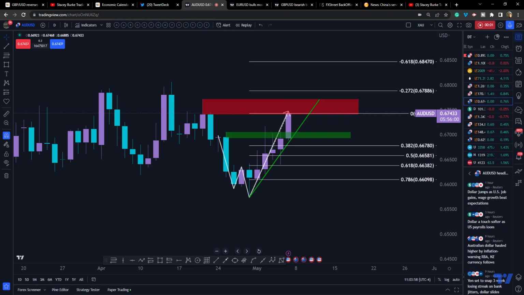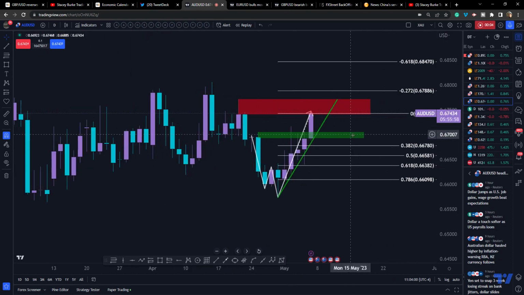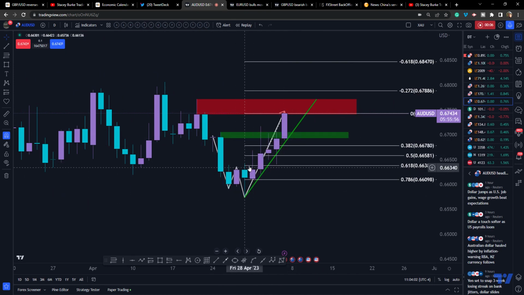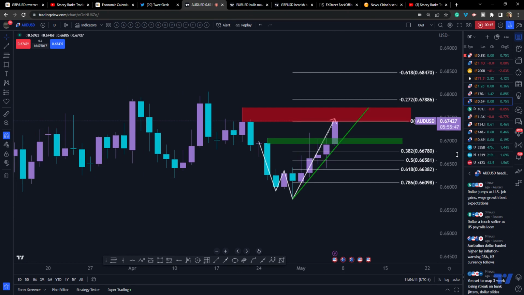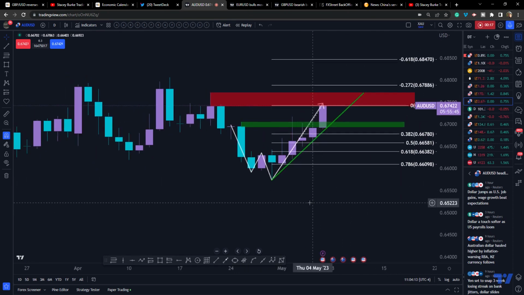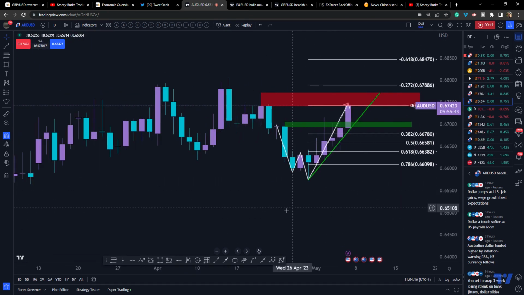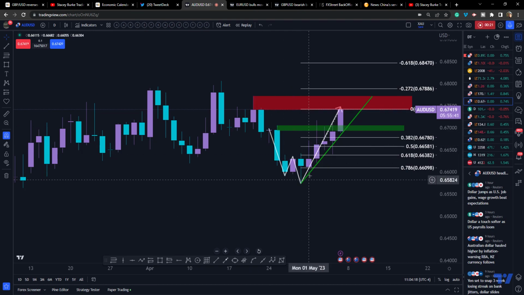Right, the Aussie dollar on the daily chart, we've had a very choppy start to the month, haven't we, this week, with all these wicks. So it's not going to be an easy one to pull up a technical analysis, but we've got the W formation.